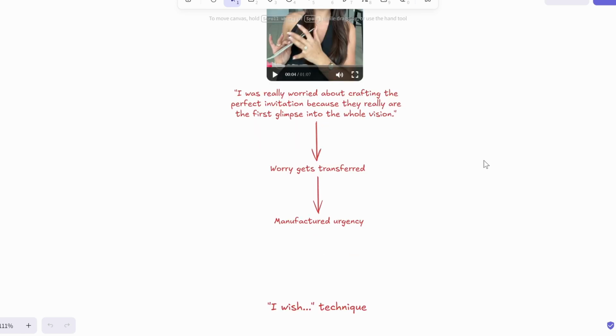When the bride hears this line, she's thinking about her own wedding invitation plans, how little she has thought about it, and now she's considering improving it because it's the first glimpse into the whole vision.